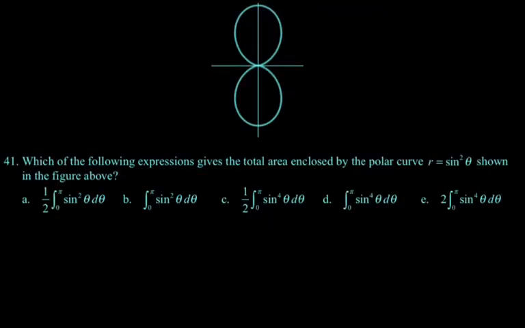All right, new problem. Which of the following expressions gives the total area enclosed by the polar curve r equals sine squared of theta shown in the figure above? So off the top of my head, I do know what this looks like, but not really. I mean, so I got to figure this out. So I'm going to look at the rectangular graph of r equals sine squared of theta, which again, I don't really know what that looks like, but maybe I don't totally need to.